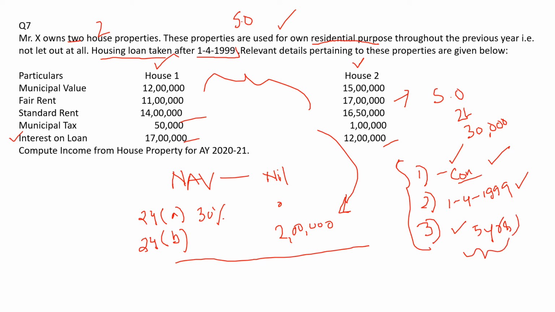So the deduction amount is 2 lakh. If these conditions were not fulfilled, then the deduction amount would be 30,000 and not 2 lakh. Is it clear? So from these two houses, the income from house property will be how much? It will be a loss, that means 2 lakh rupees will be our deduction. Here we are getting deductions. So you can write here that the loss from house property is 2 lakh. Is it clear?